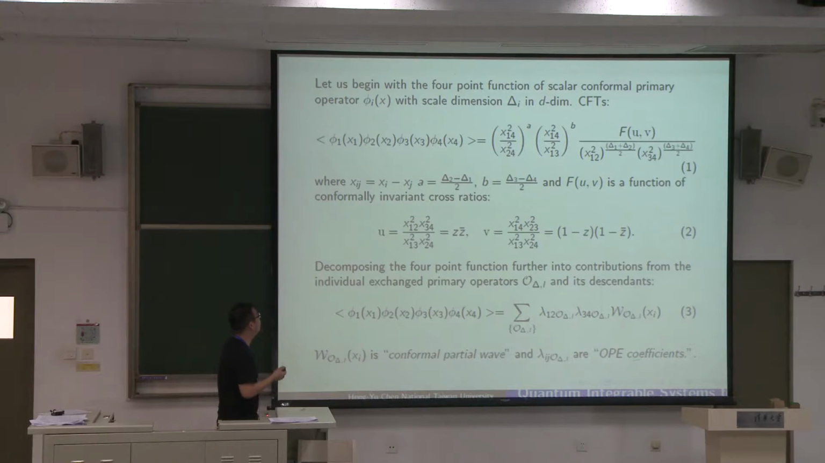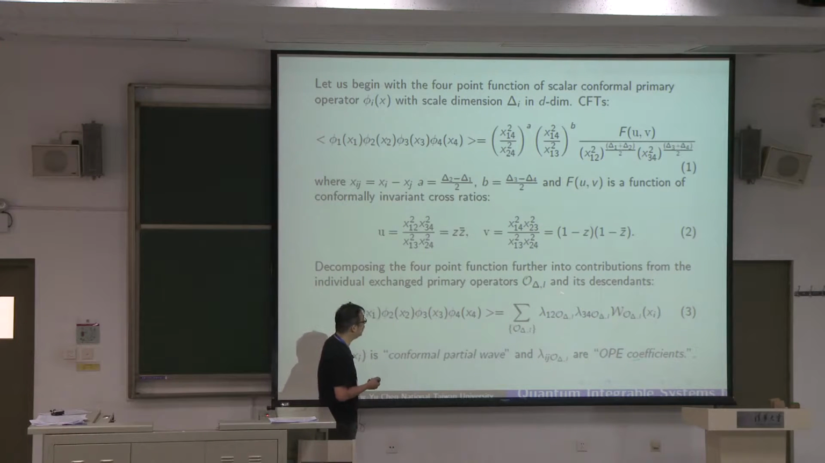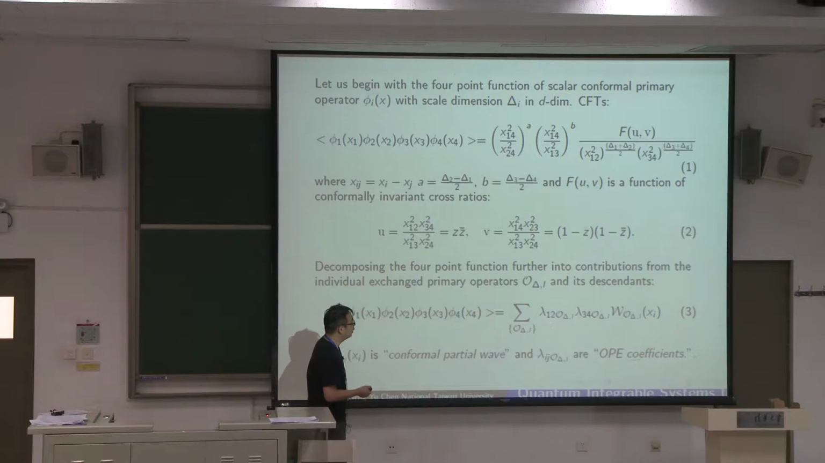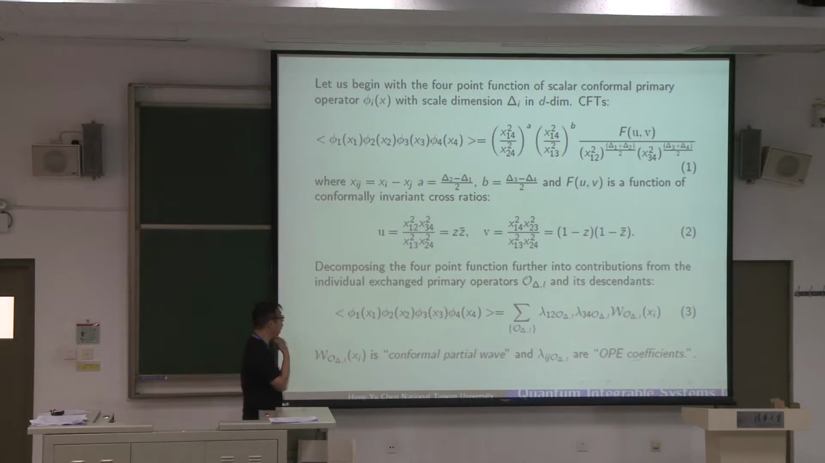We can further decompose this 4-point correlation function into the contributions from different types of exchanged operators, which we call O, labeled by their own scaling dimensions and spins. So we basically insert a projector into this 4-point correlation function and turn it into a summation. We decompose what's inside into a pair of 3-point functions, which are associated with those OPE coefficients that Shota Komatsu was talking about, calculating them using holography. And the W here is something usually called the conformal partial wave.